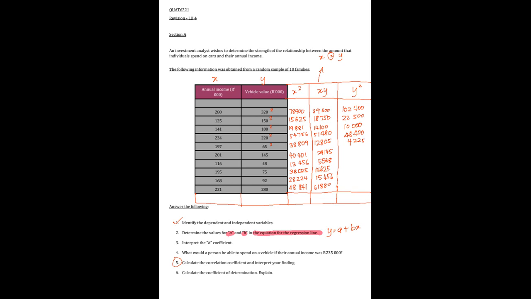21025. 2304. 5625. 8464. And the last one is 78,400. All right, so once you're done with that, we can now add up each respective column.